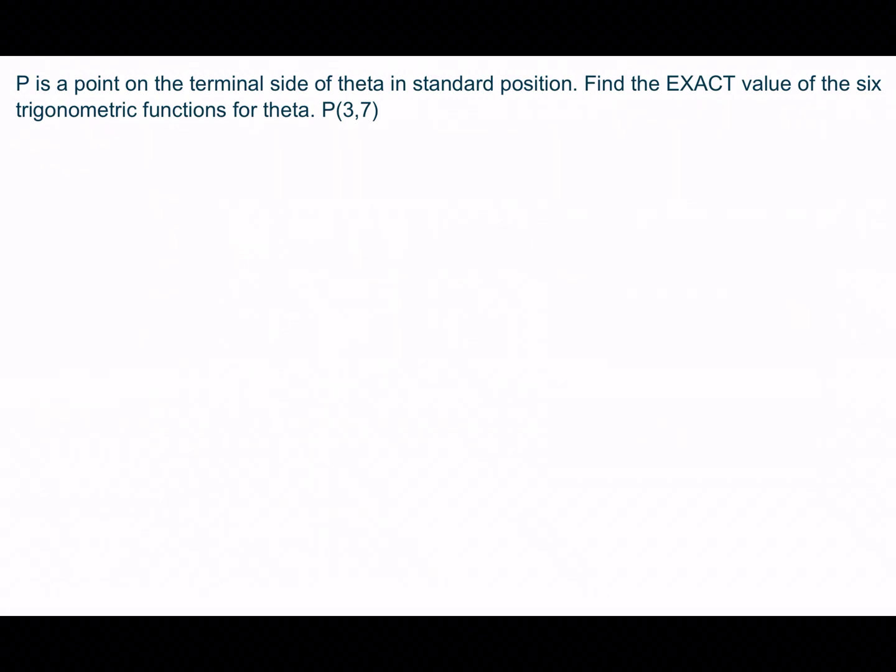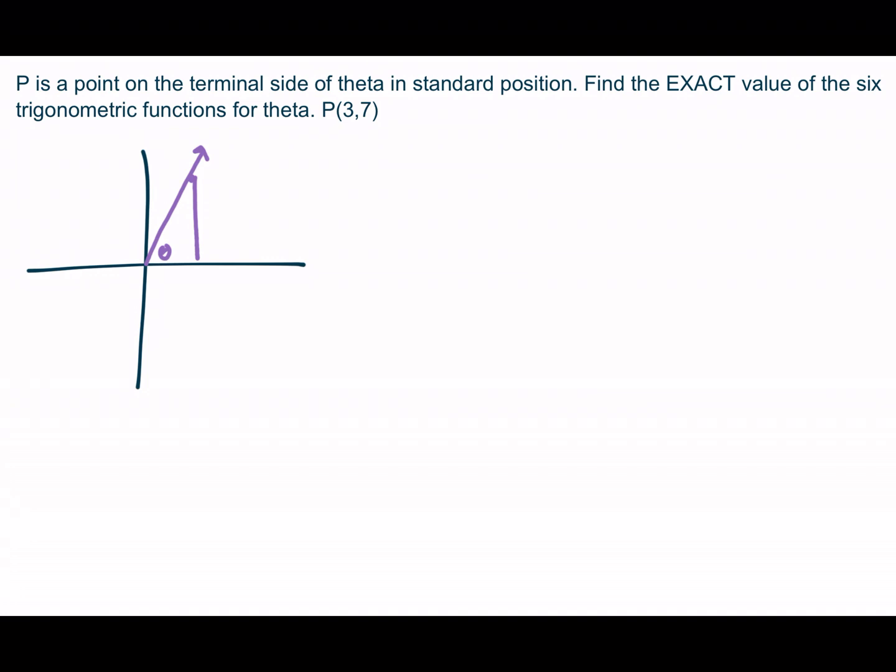We want to find the 6 trigonometric functions for theta when P is at the coordinate (3, 7). So I need to sketch a coordinate plane and plot P. When I draw my angle through P, the terminal side of theta means that theta is going to be the distance between the x-axis and the terminal side of the angle.